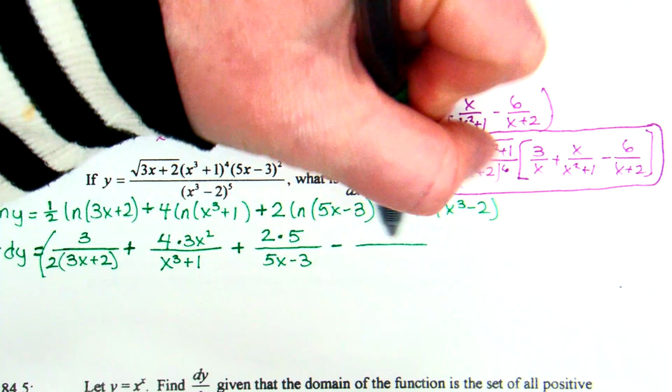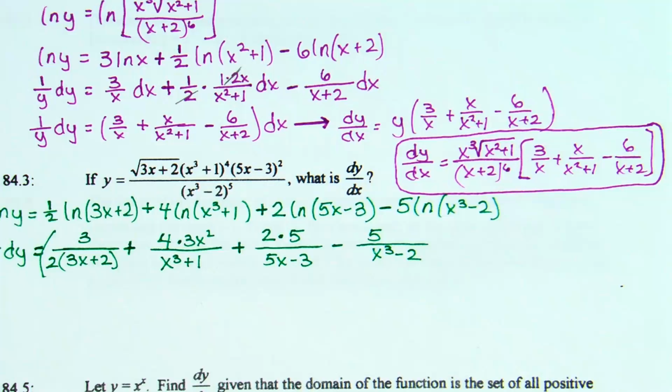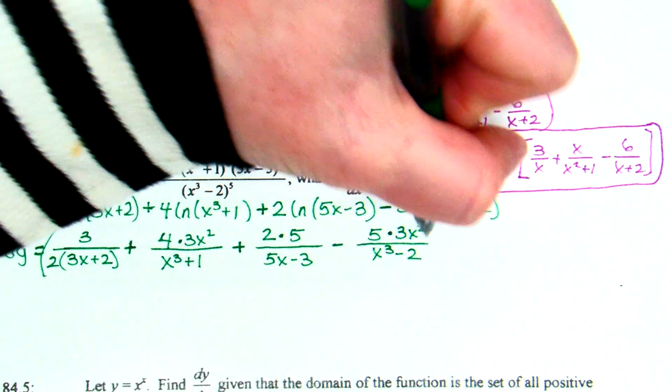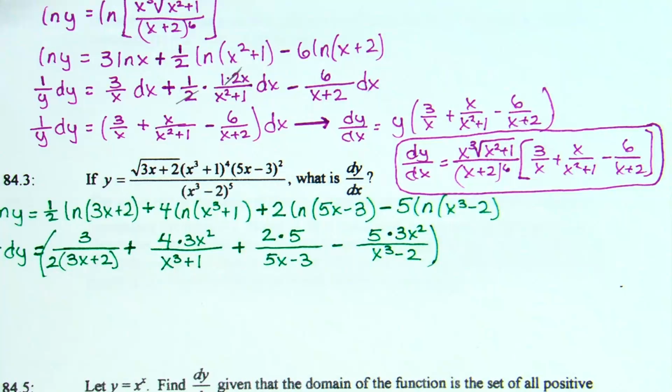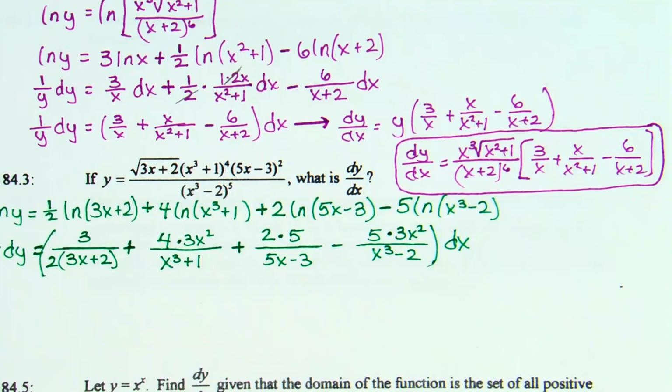Minus. There's a 5 on top. Derivative of natural log of x cubed minus 2: 1 over x cubed minus 2, times the derivative of x cubed minus 2, which is 3x squared. I'm ending by putting parentheses around the entire thing. dx. Okay.